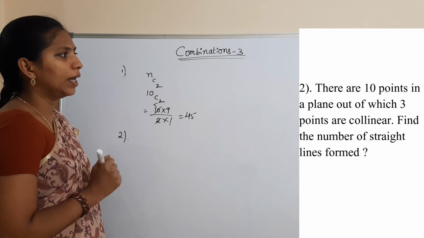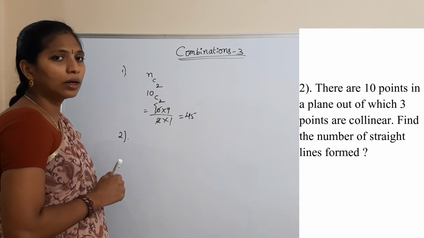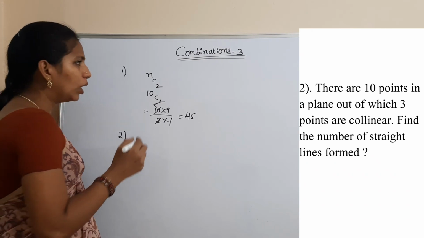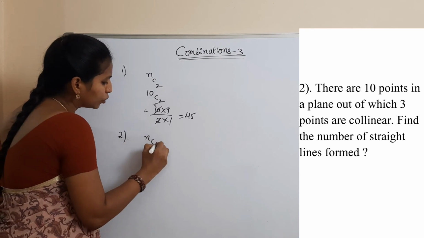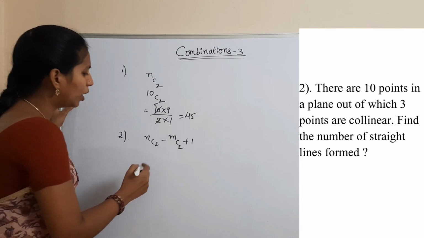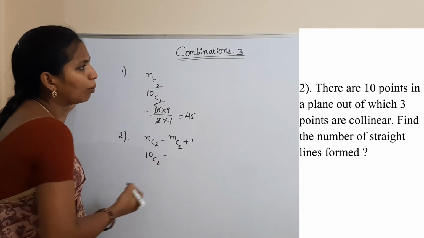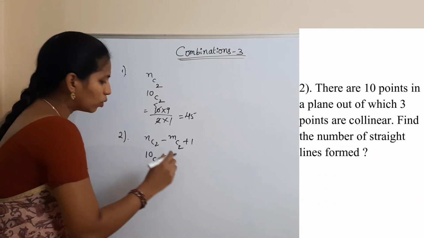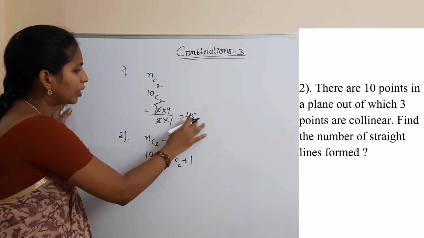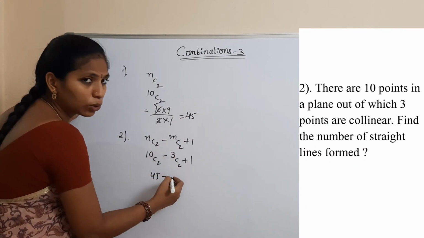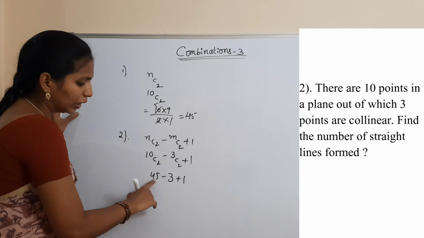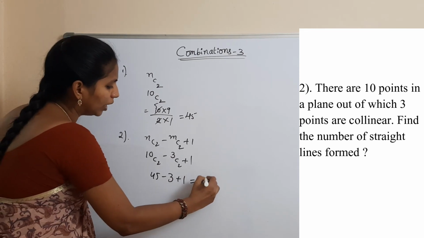Now see the second question. There are 10 points in a plane, out of which 3 points are collinear. Find the number of straight lines formed. For collinear points, the formula is NC2 minus MC2 plus 1. Here totally there are 10 points, so 10C2. 3 points are collinear, so 3C2 plus 1. 10C2 value is 45 minus 3C2, which is 3, plus 1. 45 minus 3 is 42, 42 plus 1 is 43.